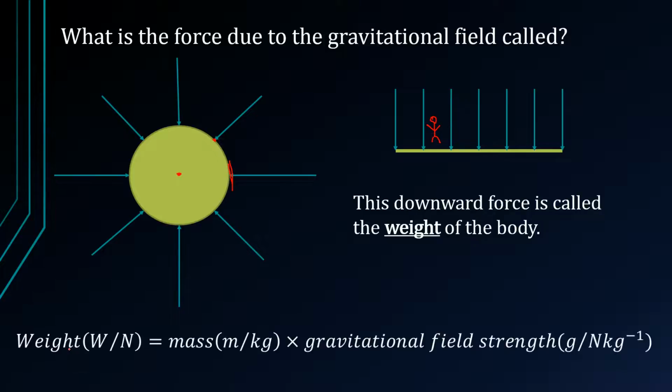The weight of a body can therefore be found by this formula here. Notice the weight, represented by the symbol capital W, measured in newtons, capital N, is equal to the mass of the body, represented by the symbol m, measured in kilograms, multiplied by the gravitational field strength of whatever gravitational field that it is in, represented by the symbol g, and measured in newtons per kilogram. Notice it is the amount of force per unit mass, and we'll talk more about this later on.